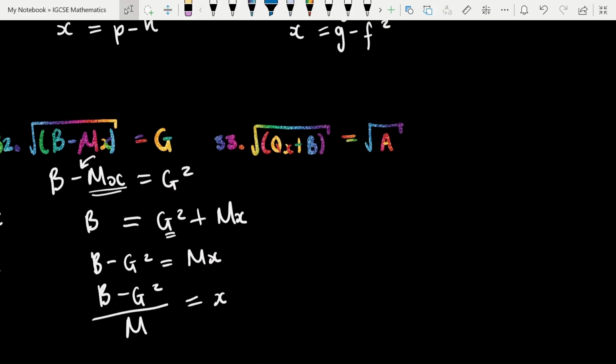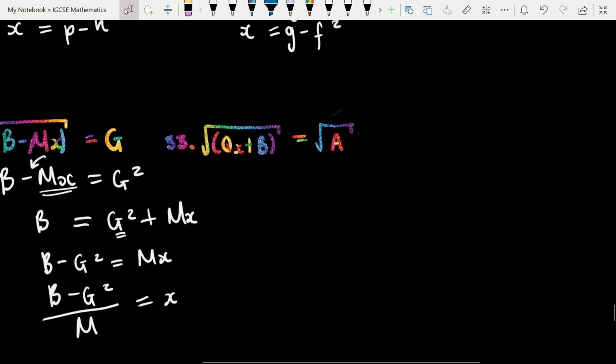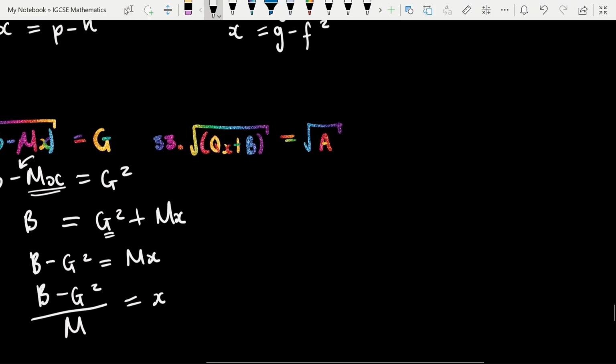Great job. Let's do number 33. Number 33 now. I see I have a square root on the left and a square root on the right. If you have the same sign both sides like this, you could remove it both sides. Just know that if I have the same sign both sides like this, I could remove it on both cases. It would still remain correct.